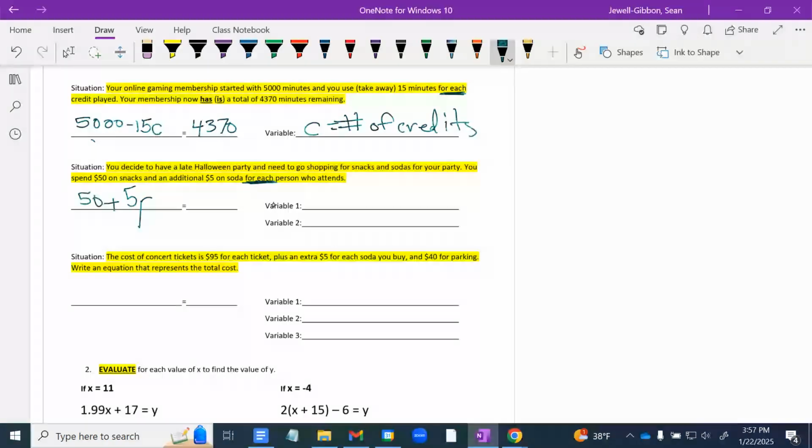Okay, so we're going to use P for person. All right, so our variable here, P, that's going to be the number of people. All right, so 5 bucks for each additional person who attends.